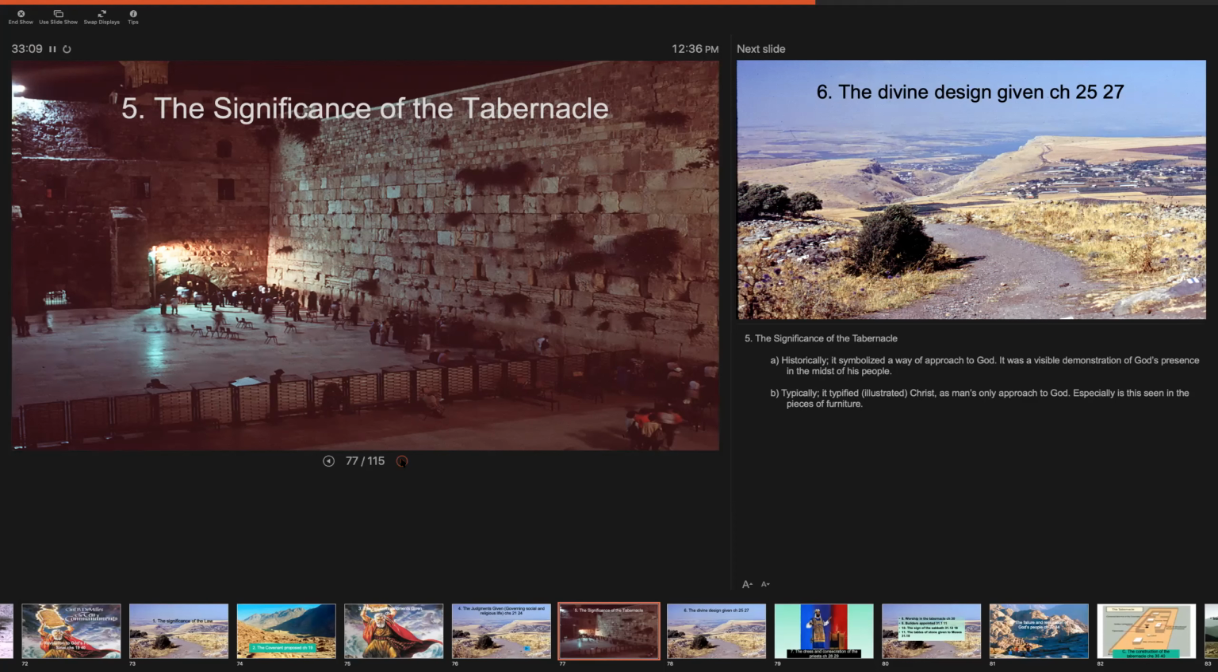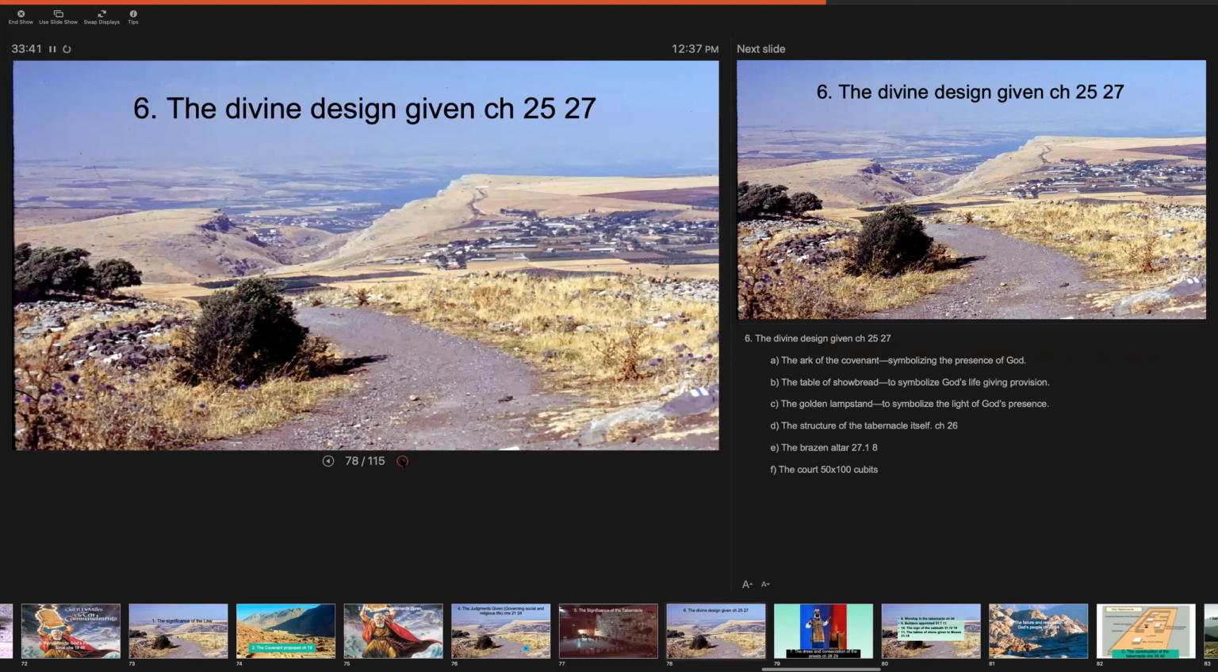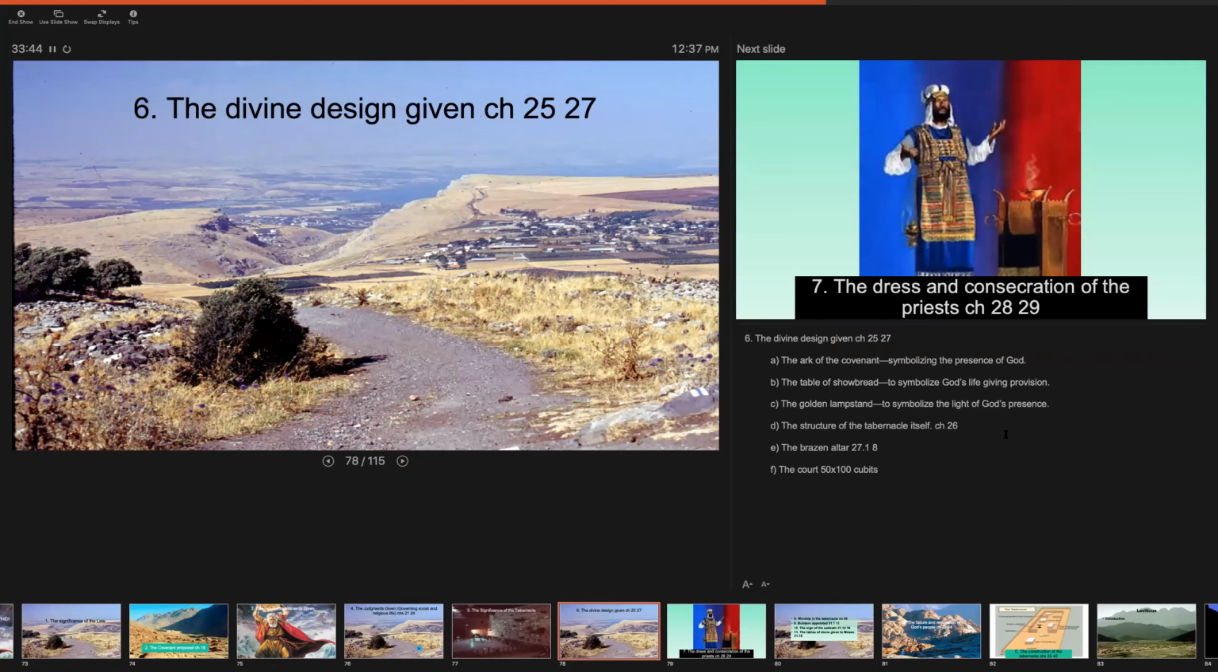And so the design is given here of the enclosure, the tent itself, the division of the tent into a holy place and a holy of holies, the various pieces of furniture, the table of showbread, the menorah or lampstand, an altar of incense, and then inside the Holy of Holies, the Ark of the Covenant, a box into which the tablets of the law would be placed. The design for the tabernacle is given to us in chapters 25 through 27.